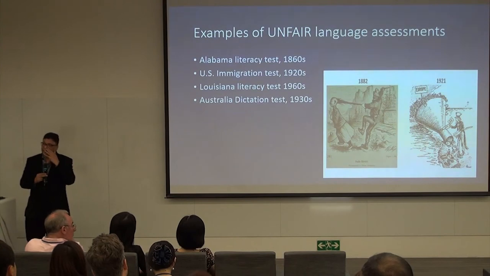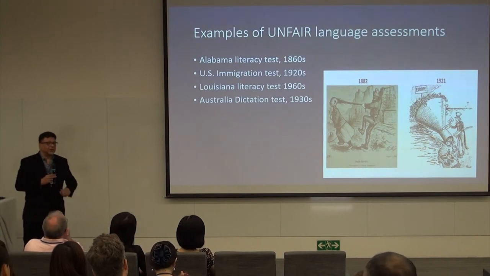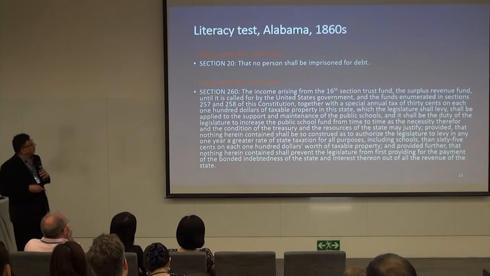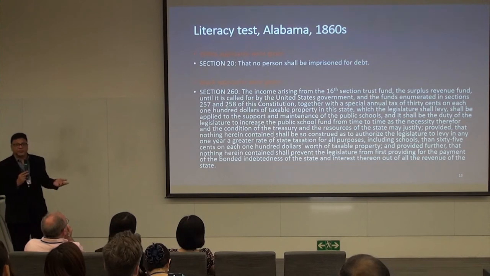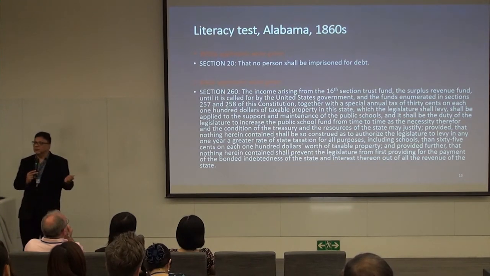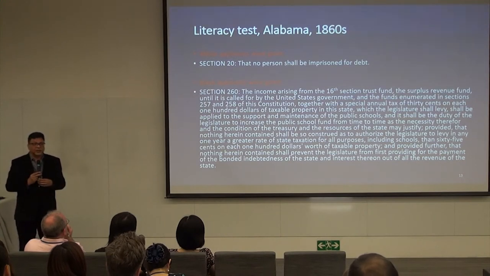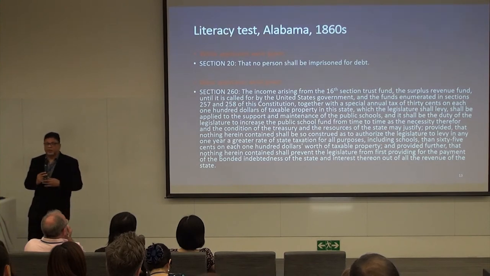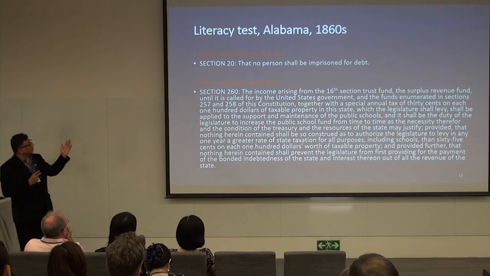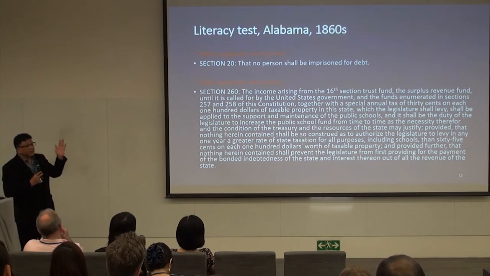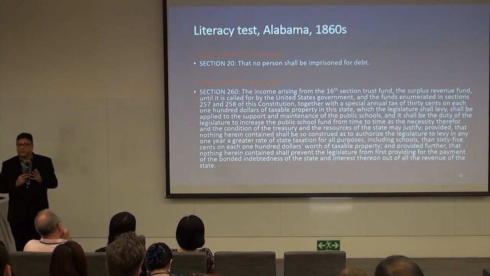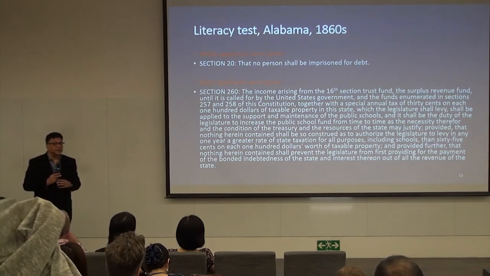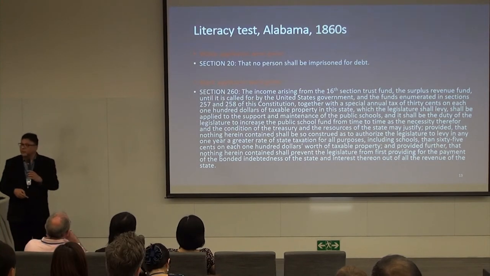But for now, let's start looking at language assessment. After all, you're here to think about language assessment. Here is a literacy test in Alabama in the 1860s that was given to white applicants and black applicants who wanted to vote in local elections. And this is an actual example of a test. The white applicants were given the first line to read: Section 20, that no person shall be imprisoned for debt. That was the line. And black applicants were given this paragraph. So you know what the intention was. Okay? I don't have to say more about this.